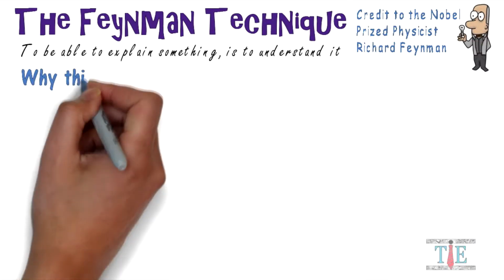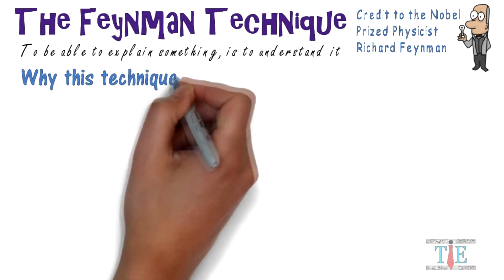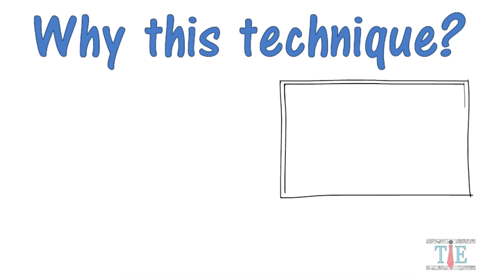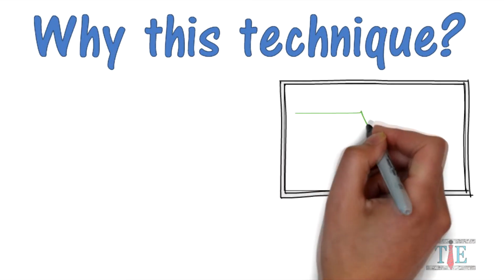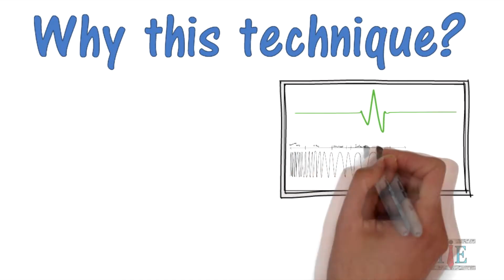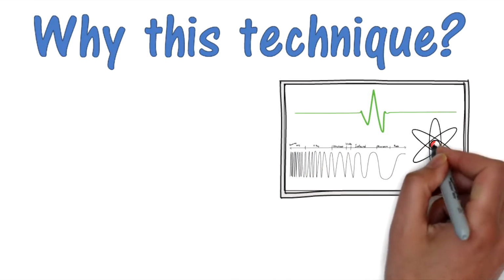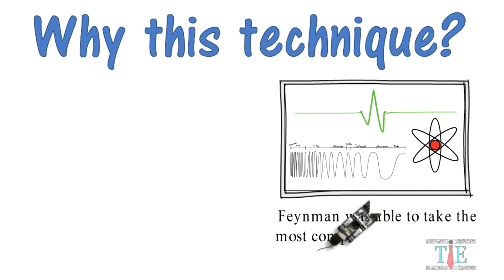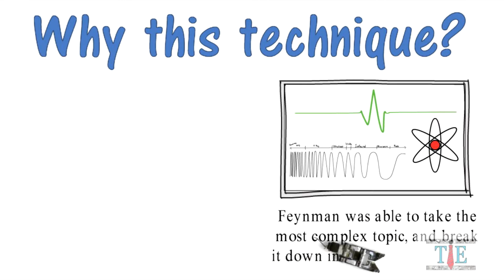We begin with the question of why should we use this technique? Richard Feynman was a theoretical physicist that taught the most difficult concepts, including quantum mechanics. So, he designed a learning technique to help his students fully understand the most difficult topics. He was ultimately able to take the most complex topics and break them down into simpler forms.